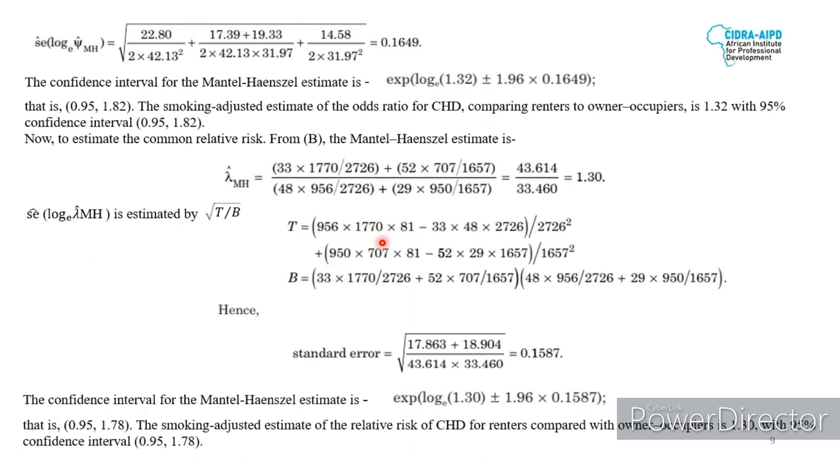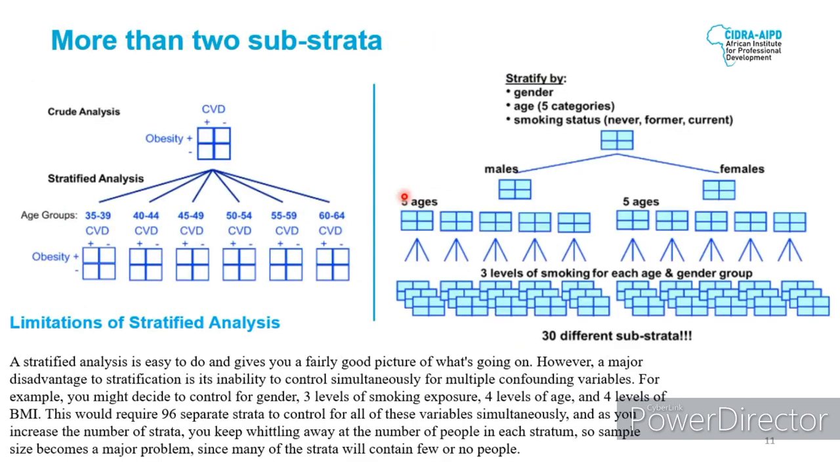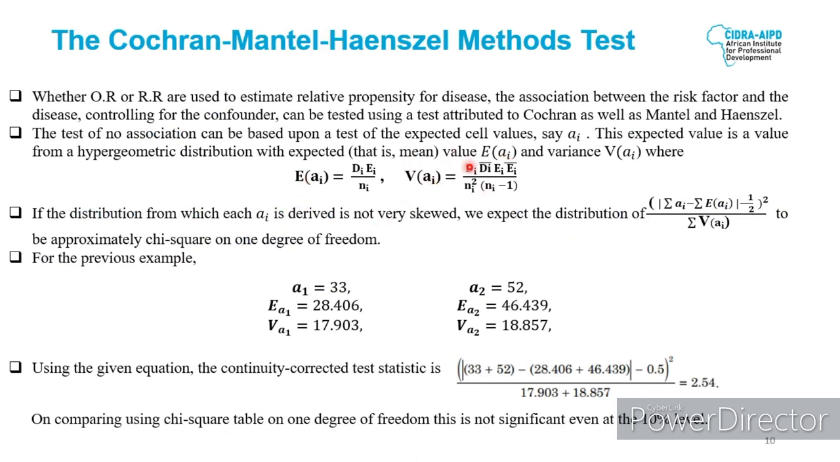So for this example, as shown here, use this formula and calculate A1, A2, EA1, EA2, VA1 and VA2. Do it yourself and then try to match your answers. Pause this video and do it.